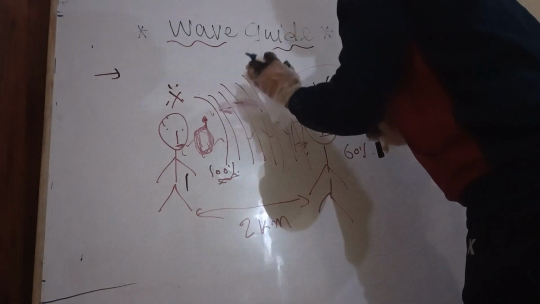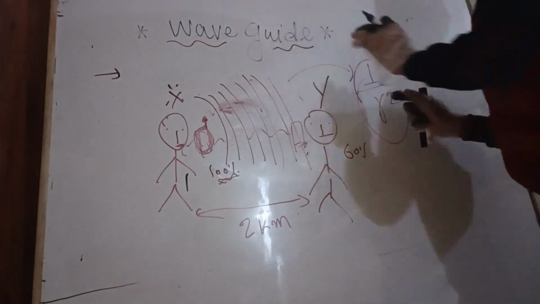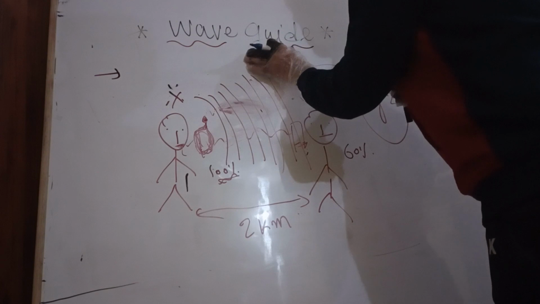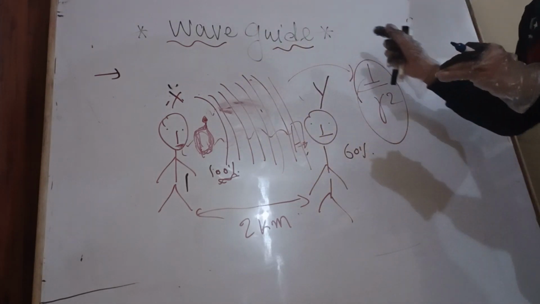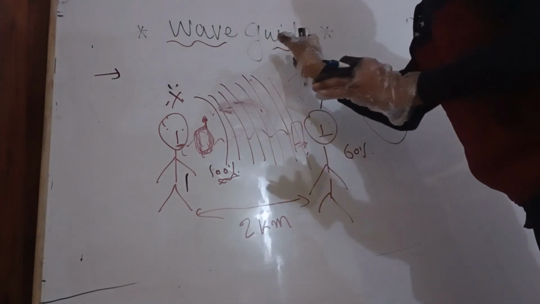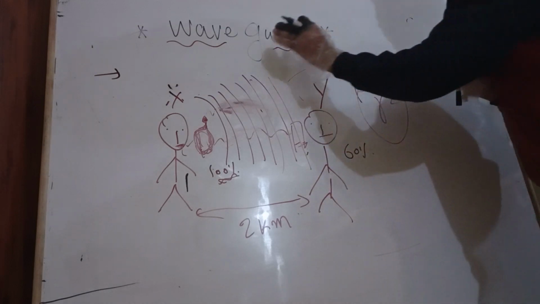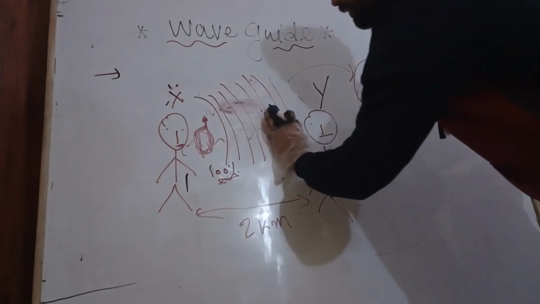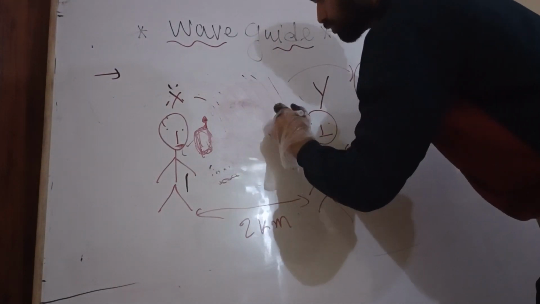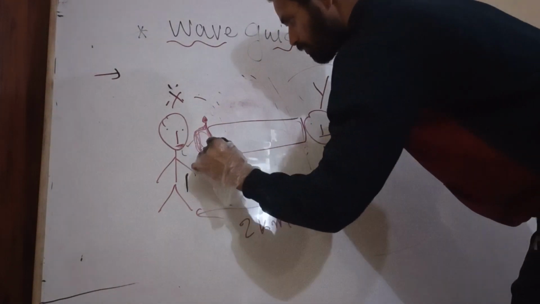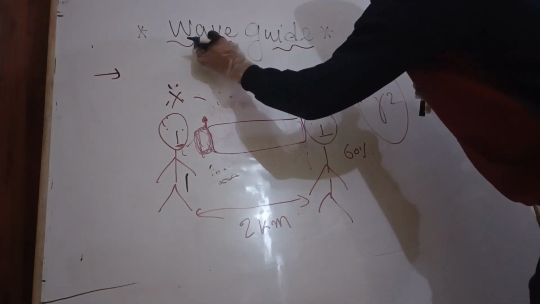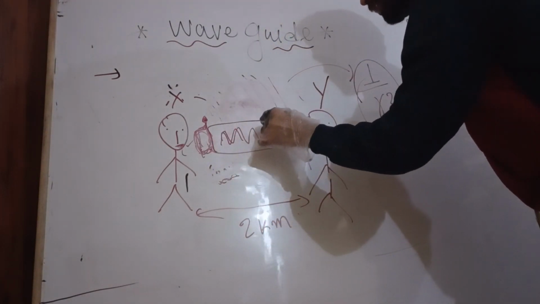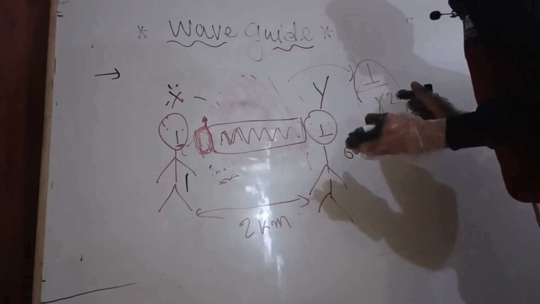So there comes the waveguide. This waveguide is used, it is a hollow metallic structure. Now these two persons will talk through this waveguide, and the electromagnetic wave will get transmitted through it.